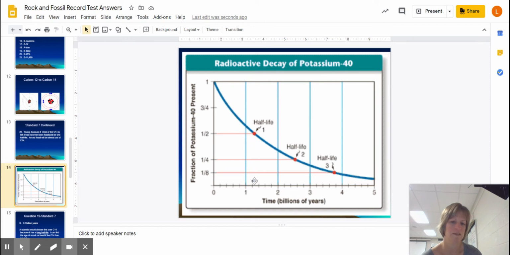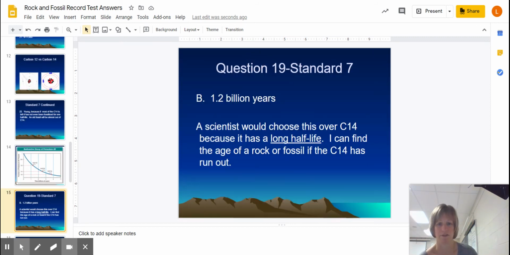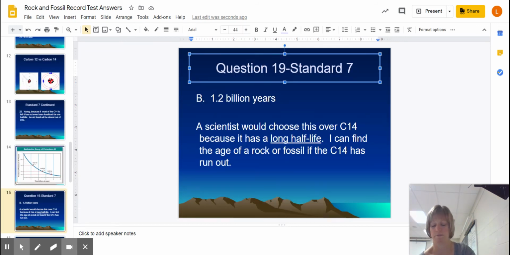You come down then to the x-axis and you notice that it's in between 1 and 2 billion years, but it's definitely closer to the 1 than the 2. So for question, sorry about all of this mistake here. For question number 23, you should be saying 1.2 billion years.